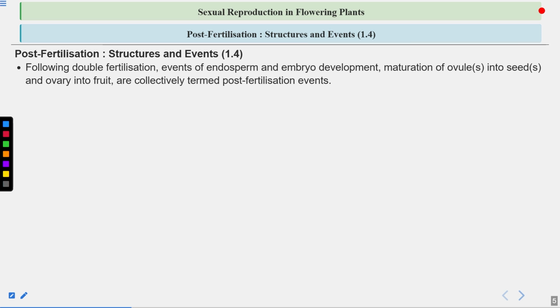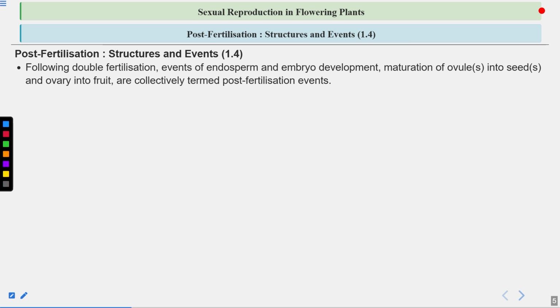Ovary becomes fruit. Yes, ovary becomes fruit. Any other? Ovary becomes fruit, and ovule changes to seed. Yes, this is the second change we see. But there are some other changes also, like the flower withers away. All the floral parts like sepals, petals, androecium fall off. Yes, petals and sepals fall off. Androecium also falls off.